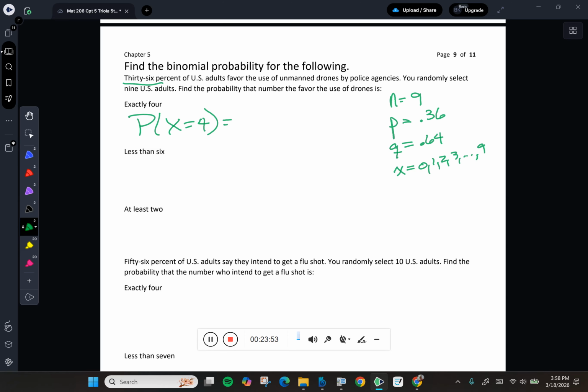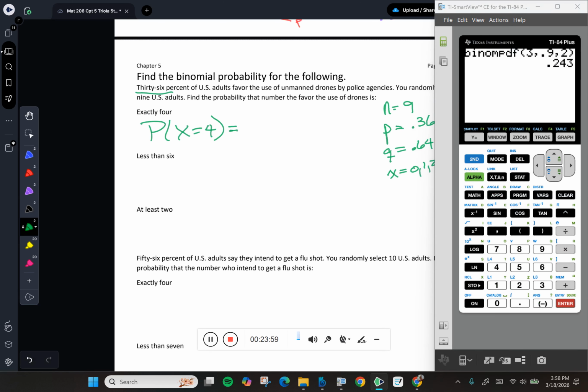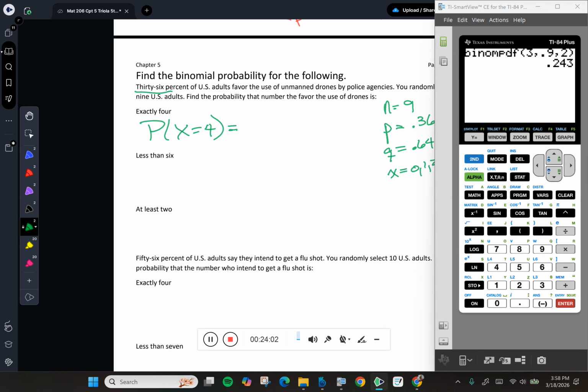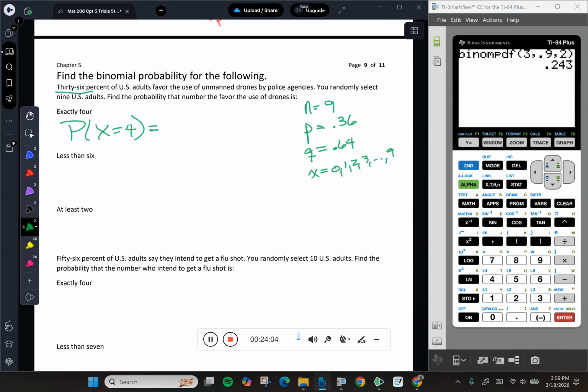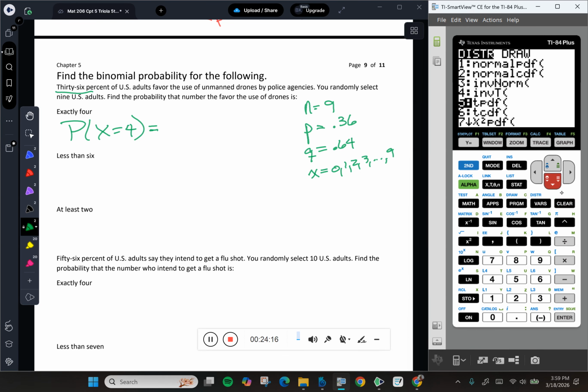Now I could do this by hand with the formula, and that's great. I'm not going to. I'm going to use my calculator. Hold on a second. All right, that's better. I readjusted the window here so the calculator isn't on top of what we're saying. I'm going to calculate that binomial PDF. So again, it's that distribution menu that's above the variables key. So second, distribution. I'm looking for a binomial PDF.